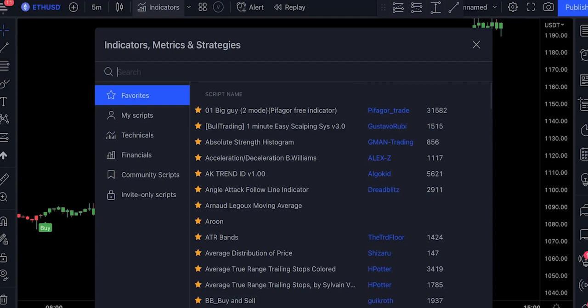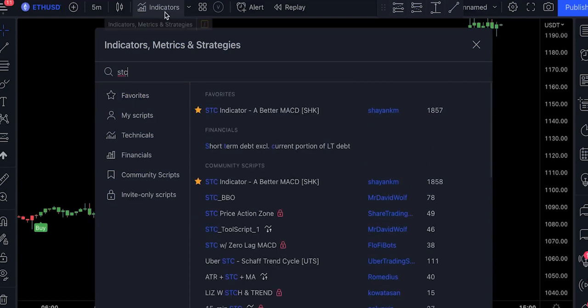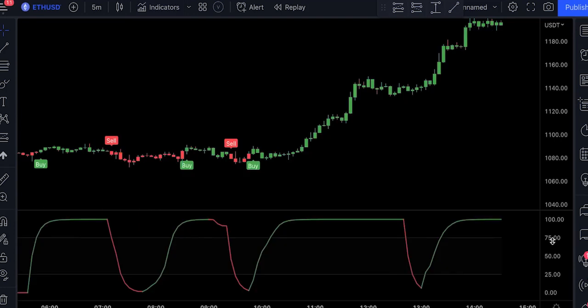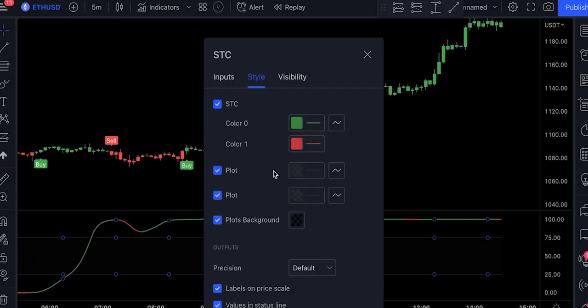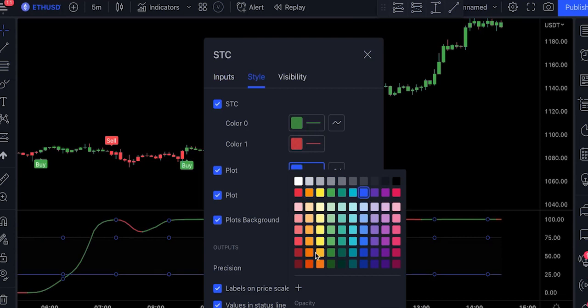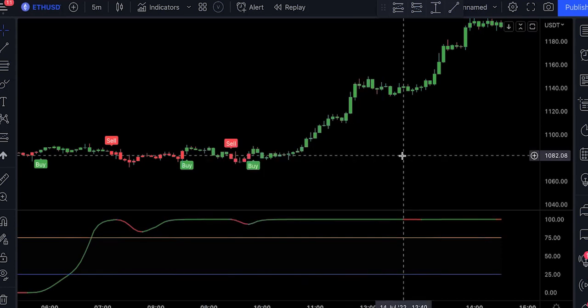And for the second indicator, we will need to add the STC. STC indicator, a better MACD by Shaun KM. We will need to change the settings on this indicator as well. So first, let's change the length from 12 to 80. And the fast length from 26 to 27. In the style section, we will need to color these plots. Alright, so the strategy is complete. Now let's get into the trading rules.